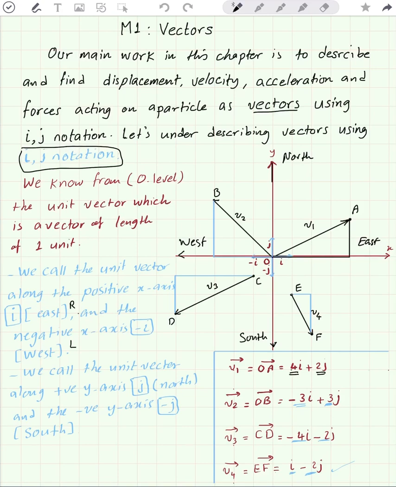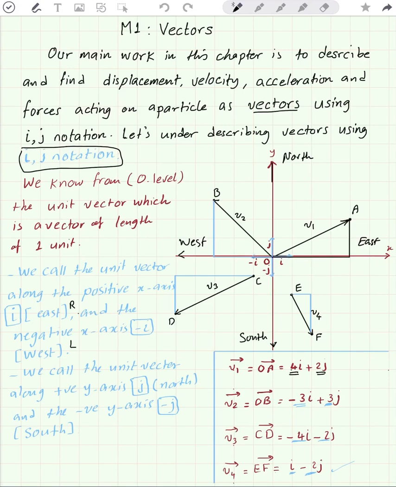We are in the last chapter of M1, which is vectors. Mainly our work, dear students, in this chapter, we use the formulas of kinematics in the first chapter to find displacements and velocities and acceleration in statics and dynamics, forces. So our work in this chapter is to find these quantities as vectors, to write and describe them.